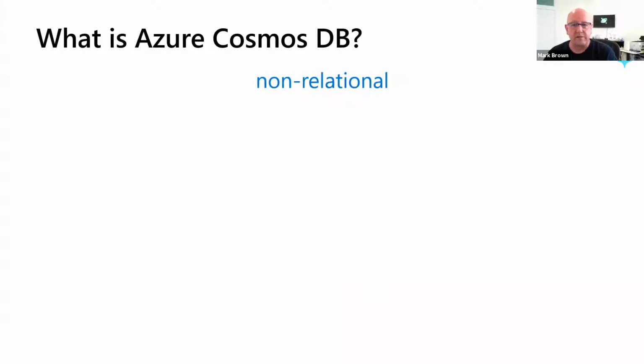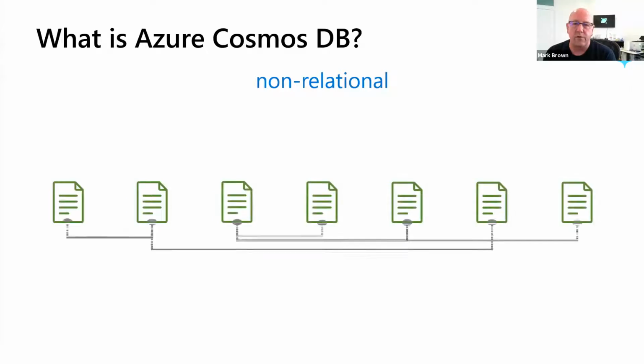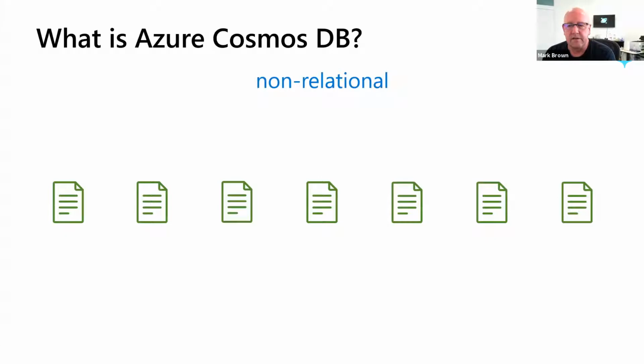Now, Cosmos is also non-relational. When you're working with relational databases, you have the ability to define relational constraints between the entities you're storing. And this lets you do things like create foreign keys and perform join operations across these different entity types that you have.